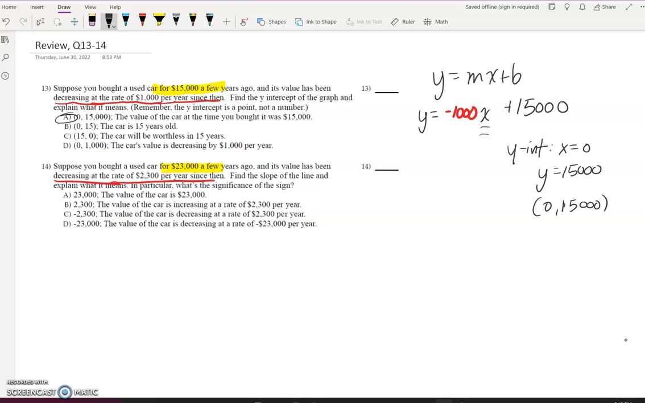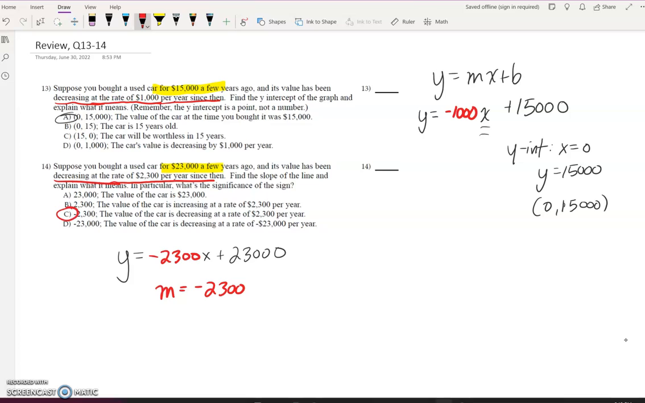So if I want to write the equation, what is this equation giving me? This equation is going to tell me how much the car is worth after x years have passed. So my slope is negative 2,300. x is the number of years that have passed. And when I bought the car, I paid $23,000 for it. So this one is asking me what is the slope and what is the significance of the sign. Well, the slope is negative 2,300. That means that the car is losing $2,300 in value for every year that passes.